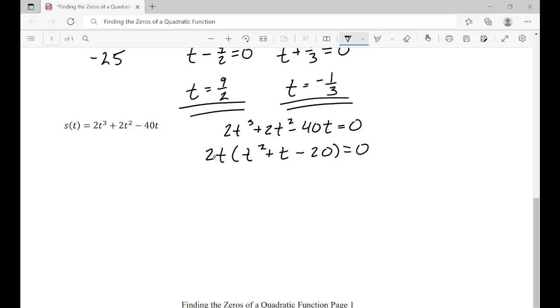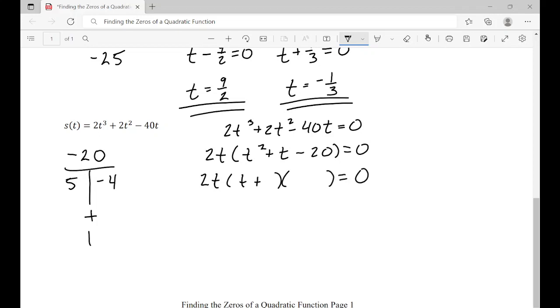And now I got the 2t off on its own, which is fine, but I still need to factor my quadratic in the middle. So what times what is going to give me 20, but if I add it together, I'm going to get 1? And the reason why it's 20 is because of this here being a coefficient of 1. I don't worry about the 2, just this number here. So what are my factors? Positive 5 and negative 4. So 2t, and then the factored form here is going to be t plus 5 and t minus 4.